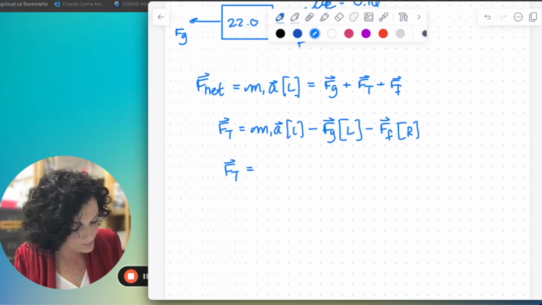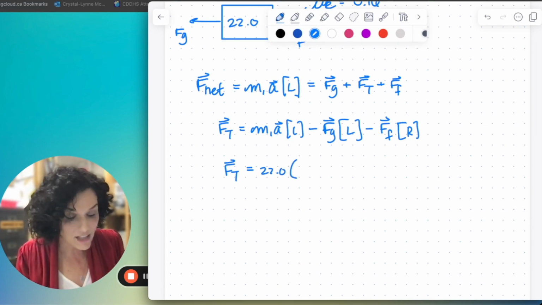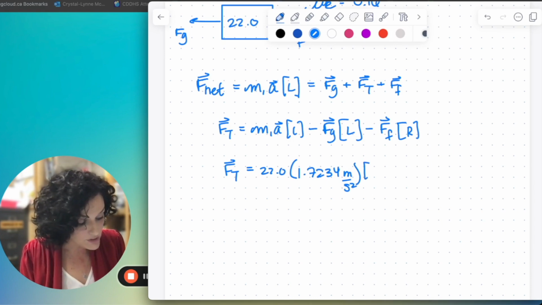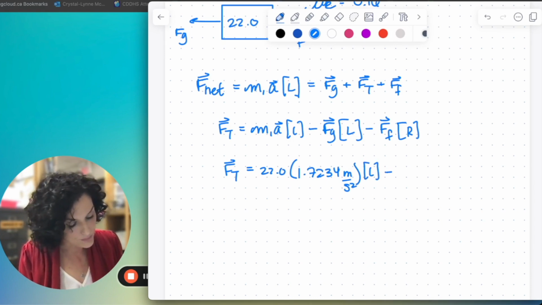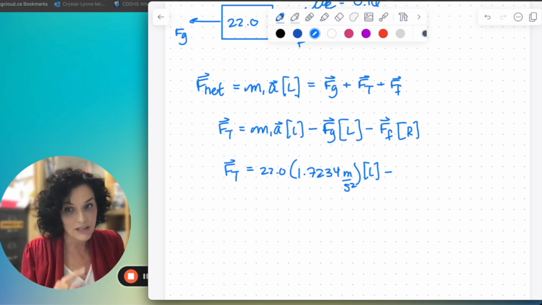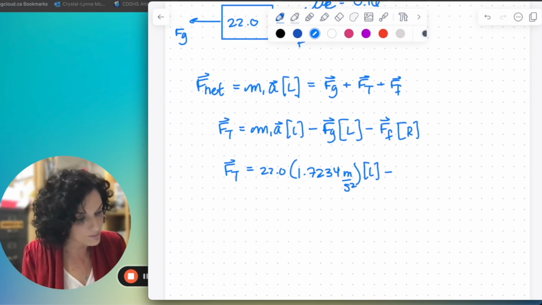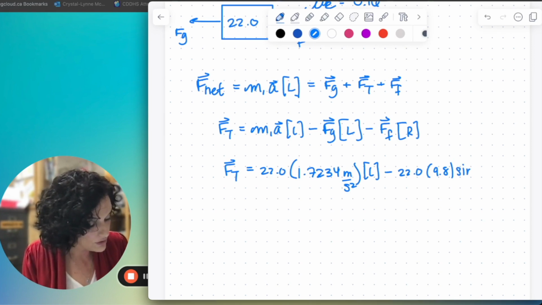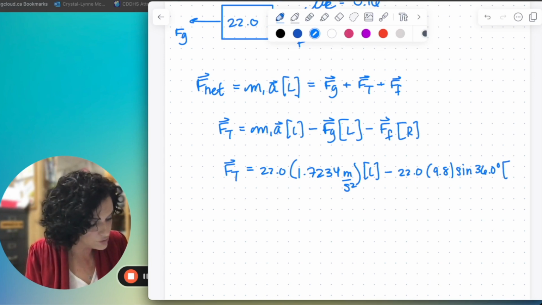So my mass, pardon me, is 22 kilos. My acceleration of my system, 1.7234 meters per second squared. That's going towards the left. We're going to take my force of gravity off of that. And my force of gravity, remember, isn't just straight down. We have the x component to it. So it is going to be 22.0 times 9.8 sine 36 degrees. And that's going towards the left.